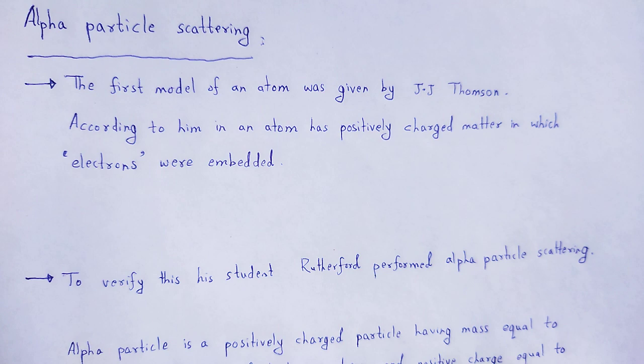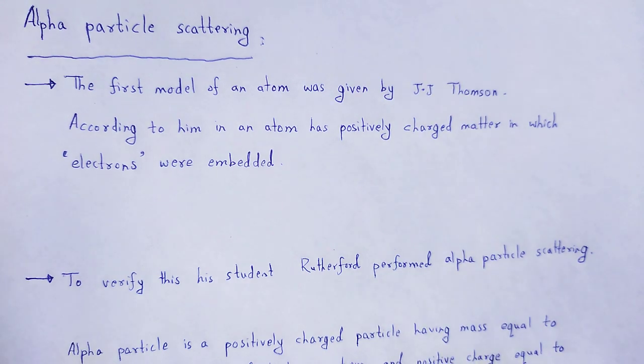In this video, we are going to discuss alpha particle scattering, Rutherford's atomic model and its limitations. Let's begin. The atom is the smallest particle of matter and participates in all types of chemical reactions.